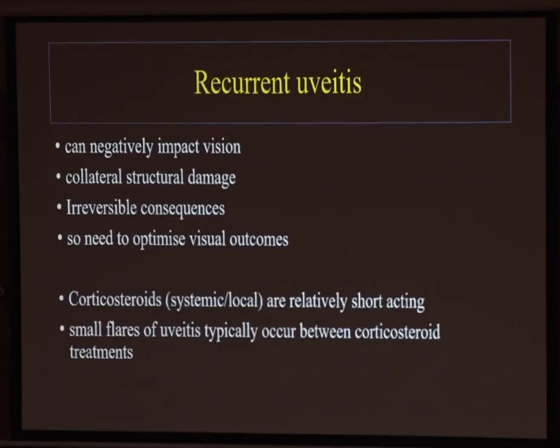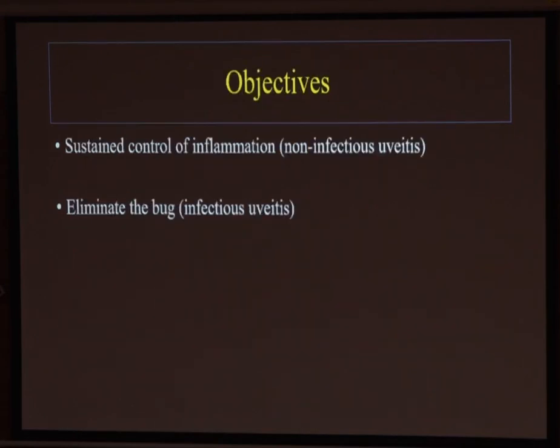The problem with recurrent uveitis is that it can negatively impact vision. It causes extensive collateral structural damage to the ocular tissues with irreversible consequences, so we need to optimize visual outcomes. We know that corticosteroids, whether local or systemic, are the mainstay of therapy for uveitis, but they're relatively short acting, and you do have small flares of uveitis which typically occur between these corticosteroid treatment phases. So the objective of treatment of uveitis, for that matter recurrent uveitis, is to have a sustained control of inflammation, especially non-infectious uveitis, and if it is infectious uveitis, we have to take care of the bug.